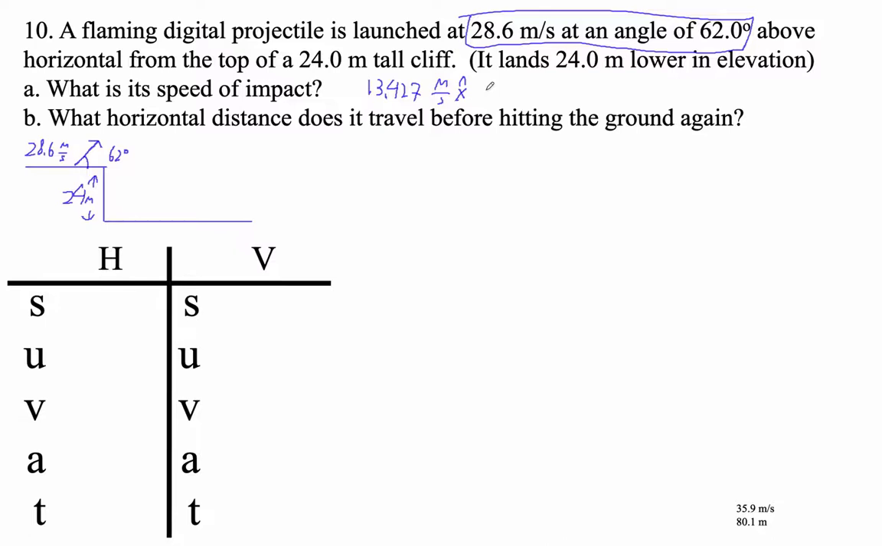Okay, so let's see, what is it in the y? It's going to be more in the y, right? Okay, so 28.6 sine of 62. And that is 25.252 meters per second in the y direction. Okay. All right.